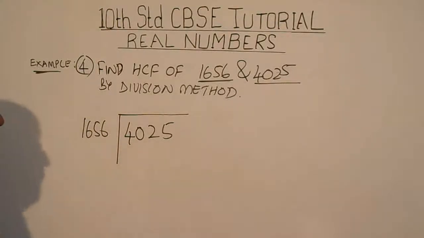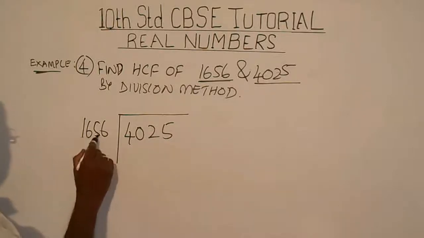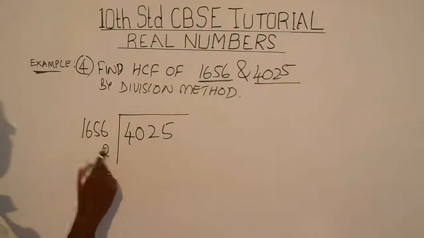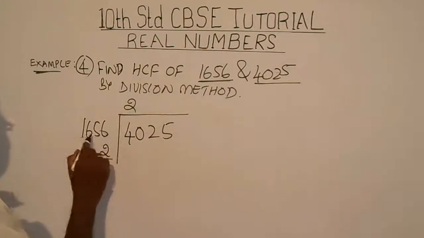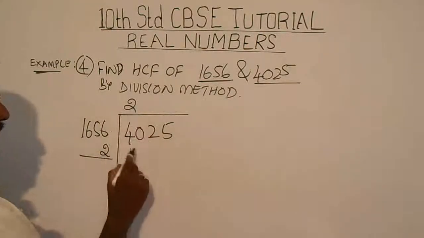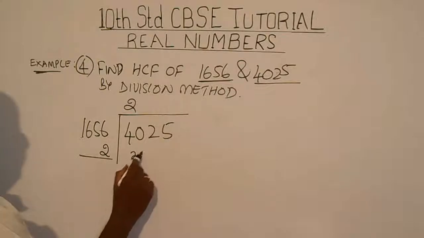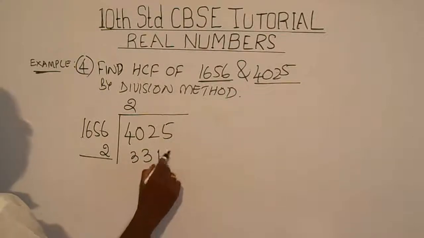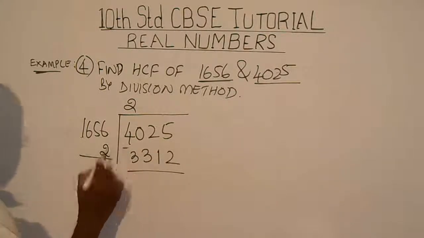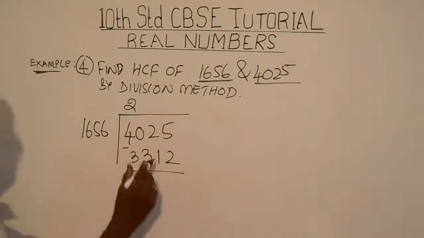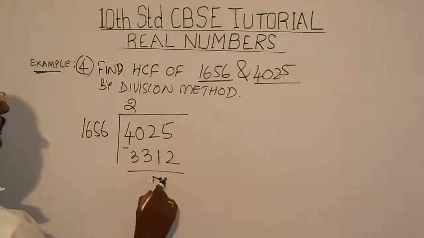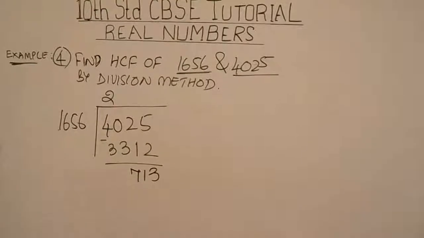What I will take here is 1656 multiplied by 2. So 1656 into 2 is 3312. I should subtract this, and then 713 is the remainder in this case.